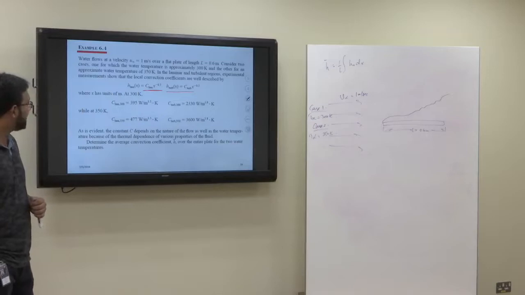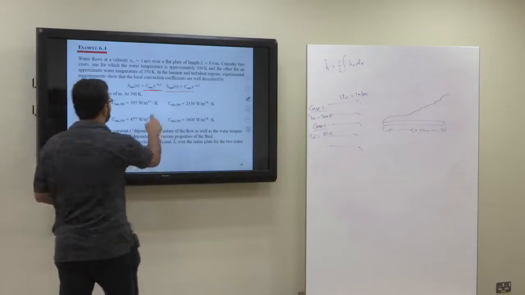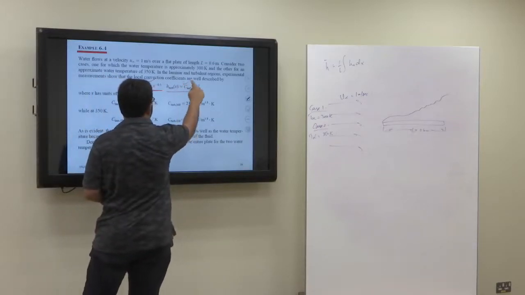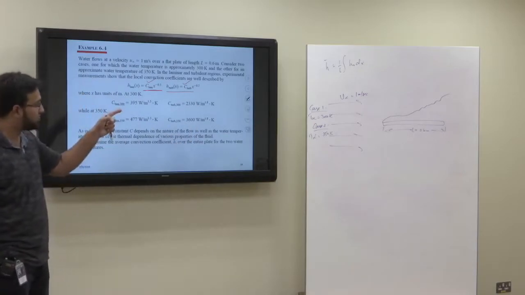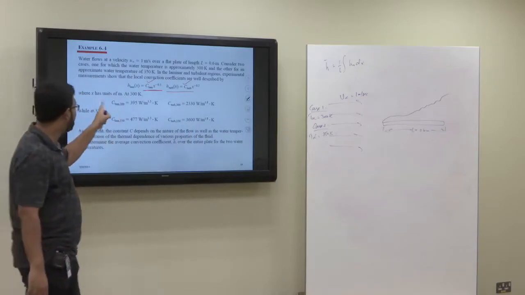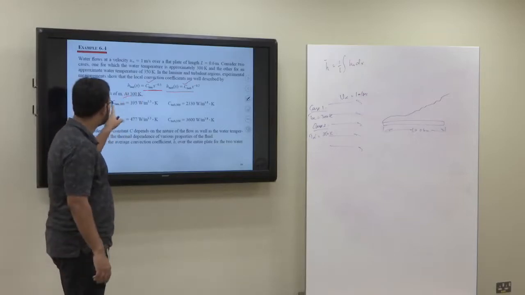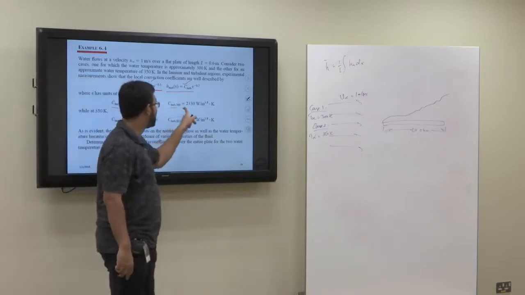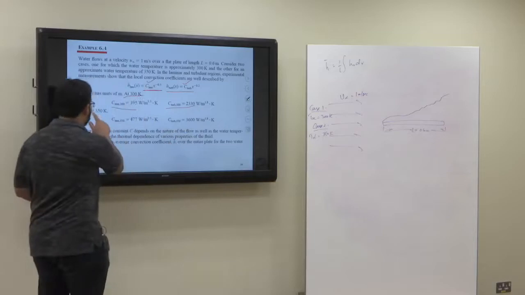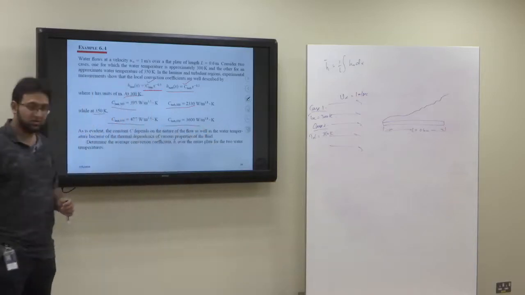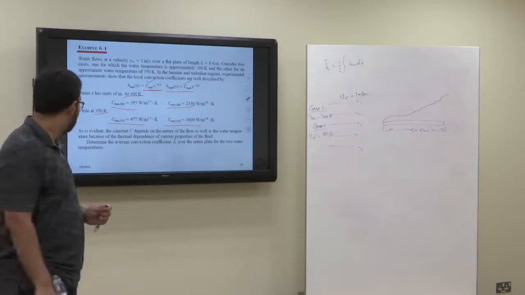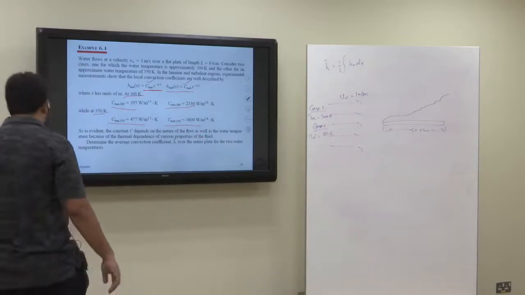Now what are the values of these constants? The values of these constants depend upon the temperature. We had two cases, case 1 at 300 Kelvin. So if it is 300 Kelvin, the value of C is this for laminar, this for turbulent. If it is 350 Kelvin, the value of C is this for laminar, this for turbulent. Is it clear?